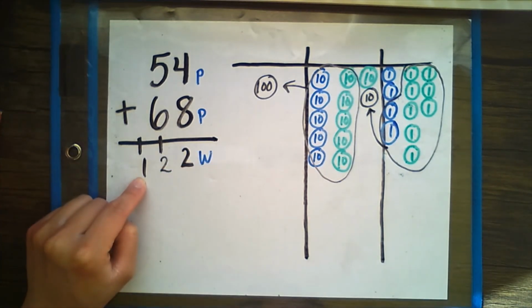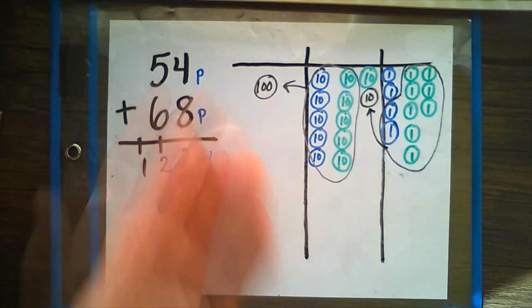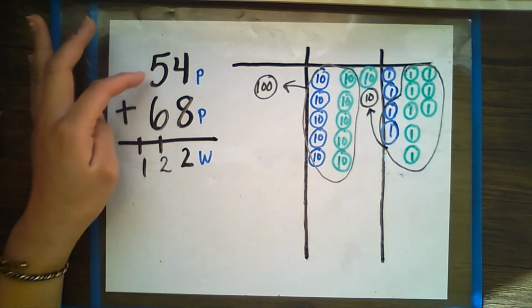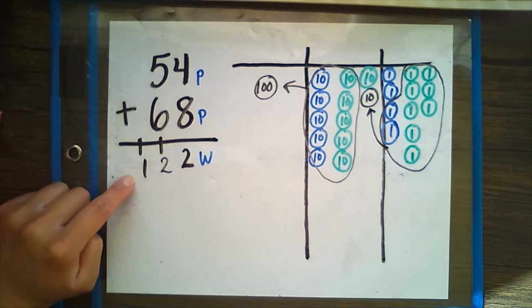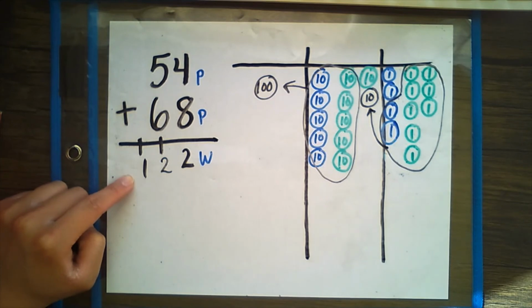We have 100. Let's go ahead and read our entire problem. 54 plus 68 equals 122. Our missing whole is 122.